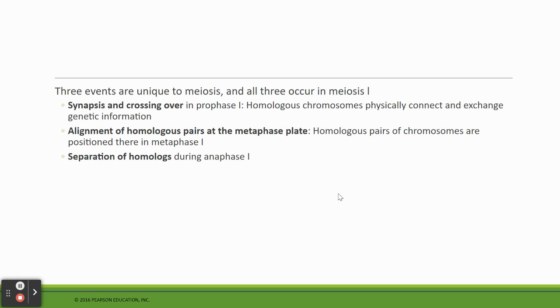Alignment of homologous pairs at the metaphase plate. So we don't normally have pairs at the metaphase plate. We have a chromosome, or a sister chromatid pair, that's going to be lined up at the metaphase plate. We are separating pairs. Also, separation of homologs during anaphase 1. We, again, are separating not just a single chromosome, we have a pair that we are trying to divide.